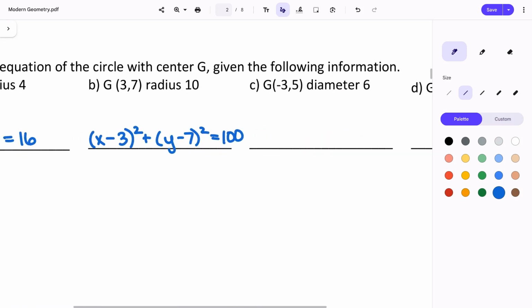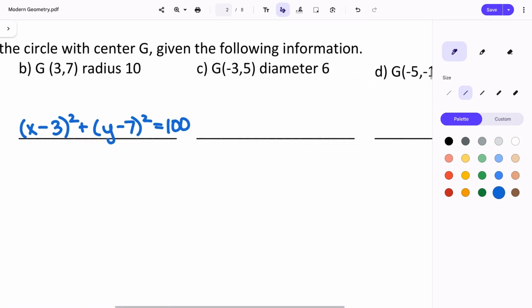When you look at letter C, though, what's going to happen? There's going to be one that changes to a plus sign because we're putting in a negative number. So if I were to start writing this, what would it look like? x plus 3 squared plus y minus 5 squared equals... 36. Ooh. What? They tricked us, right? They gave us the diameter of 6, so the radius is actually 3, so it's 9, because 3 squared would be 9. So really pay attention to that. They're throwing in some of those things to make sure that you're catching it.